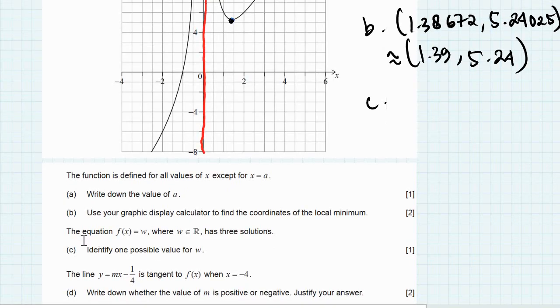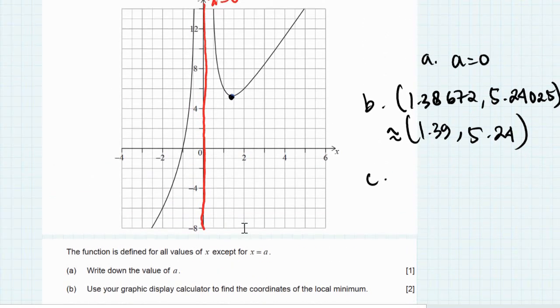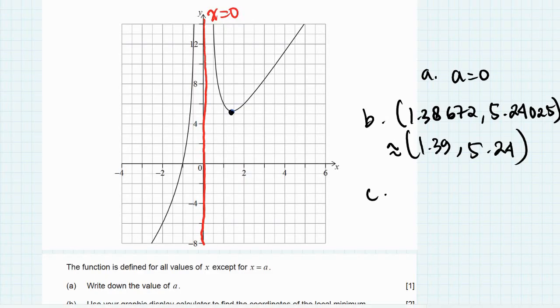Okay. C. Identify the one possible value for w. The equation has 3 solutions. Now 3 solutions means like this. Let's say I have this horizontal line, we have only 1 solution. Let's say I have y equals 2, we also have 1 solution.